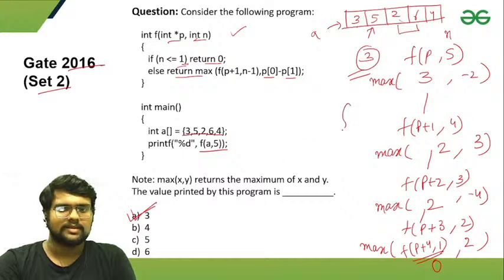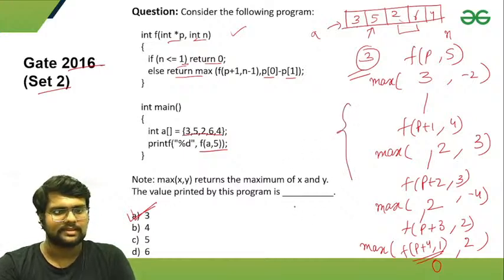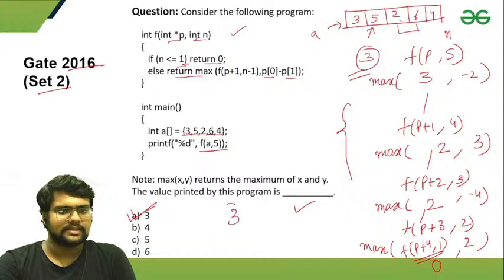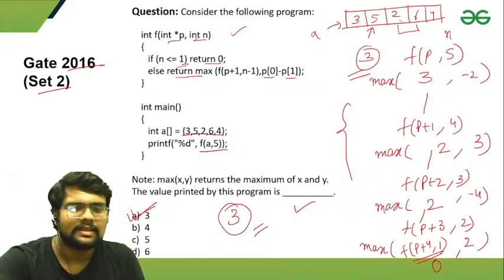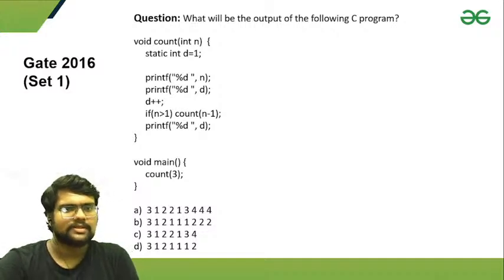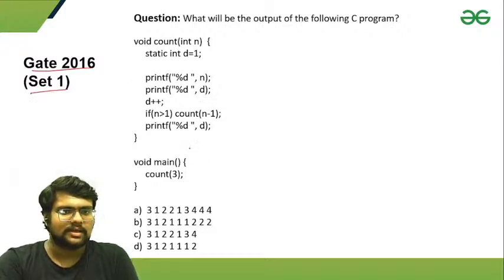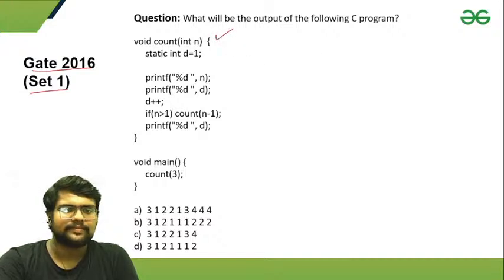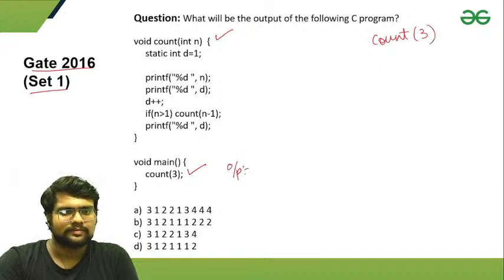Okay, so in this way we can solve the question using recursion. Let's try to do one more question. This was asked in GATE 2016 set 1. So here we have called a count function, and we have to return the output. So we have to execute this count of 3. Let me write the output here.